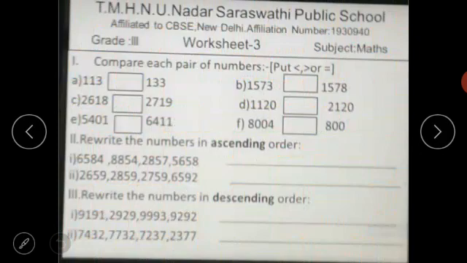Next, today I give one worksheet. Worksheet number 3. First row: let us compare each pair of numbers using less than, greater than and equal symbols. Okay, see the first pair. To compare the numbers, you want to follow the steps. What is the first step? Step number 1 is comparing the digits. Count the digits for both the numbers.